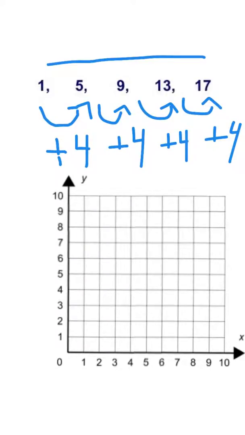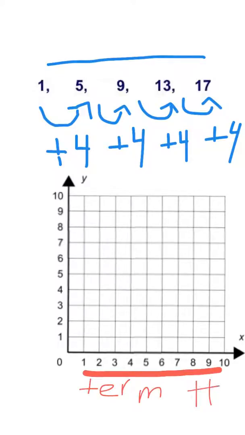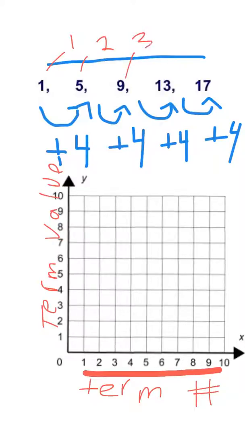So now what we're going to do is plot this sequence on the graph. The first part is on the graph here. These numbers, our x-axis is going to be known as our term number. The y-axis is going to be our term value. So this is the first term, second term, third term, fourth term, fifth term. So the different terms represent our term number, and then these numbers are our values.